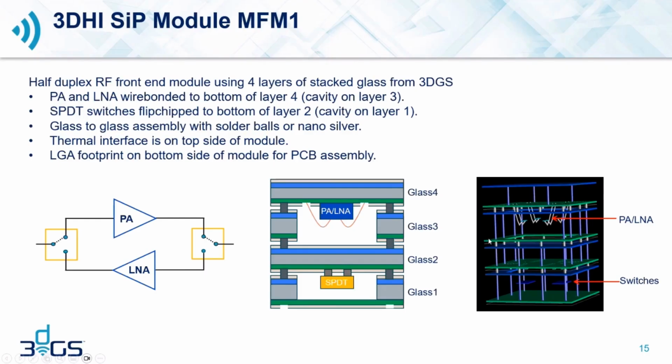And over here on the right is just a simplified cartoon of the cross-section of this module in ADS using Smart Mount. So this is just a simplified view with just a few vias for visualization purposes, but you can see the PA and the LNA along with the associated wire bonds in the cavity of the third layer, and then the switches that are in the cavity of the first layer. The real design has thousands of vias. This is just a quick view for illustration purposes.